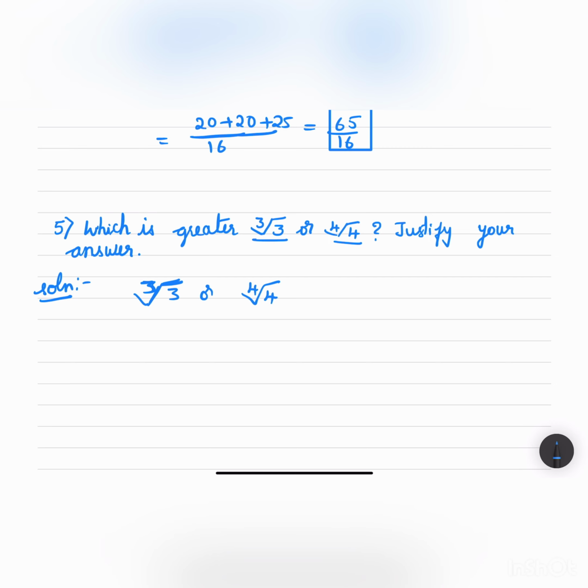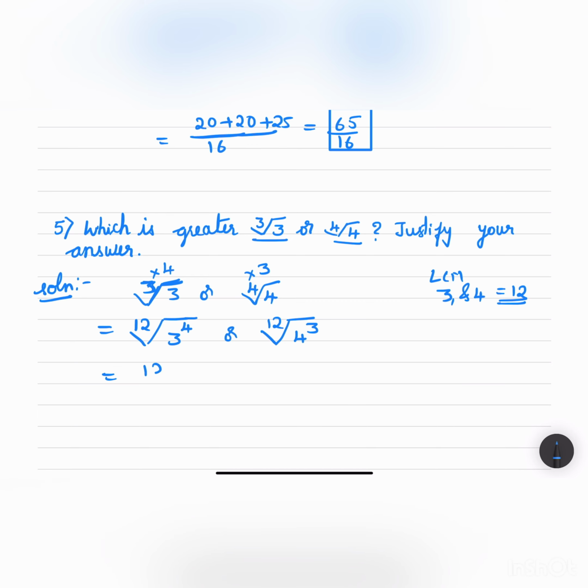How do we equate the roots? We find the LCM of 3 and 4, which is 12. For the cube root of 3, we make it the 12th root of 3 to the power 4, since we multiply by 4 and 3 4s are 12. For the 4th root of 4, we multiply by 3, since 4 3s are 12, and get 4 cube.